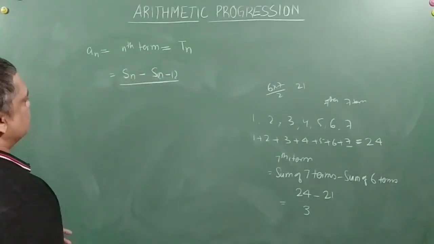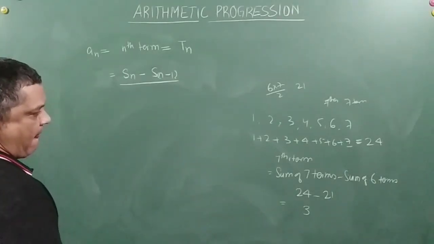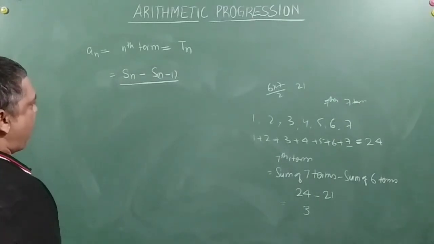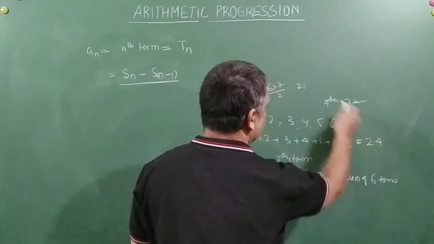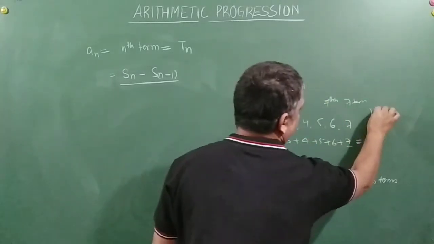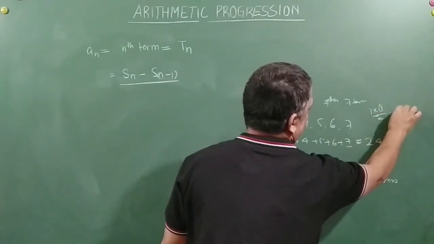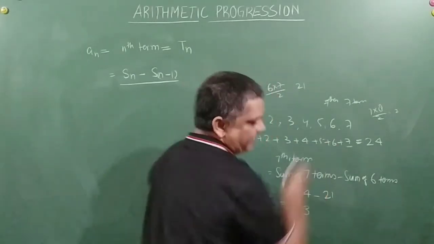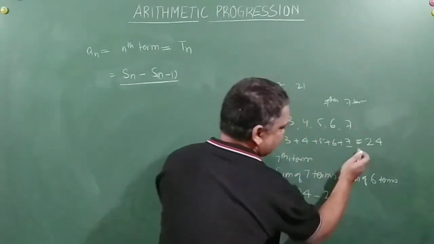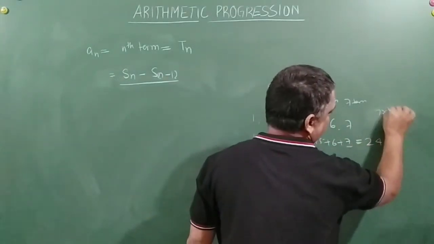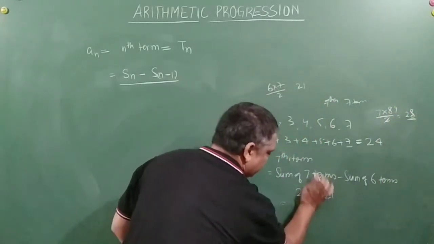The 7 terms total is 20. Did I make a mistake? Oh, sorry. This will be 28, friends. I'm so sorry, my calculation mistake. So the sum of 7 terms is equal to 7 into 8 by 2. We will understand it later. Don't worry. So this becomes 28, not 24.